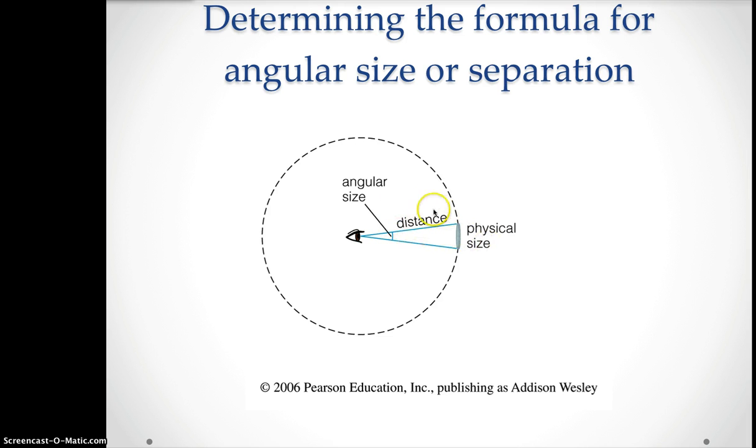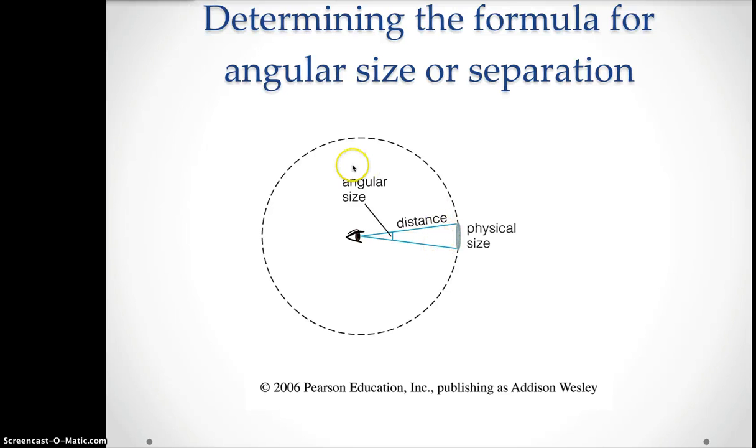Thinking about distance and how that plays a role, we can also determine that. As I back away from the house, it will start to look smaller. So we know that the angular size will be inversely related to the distance, while it was directly related to the physical size.